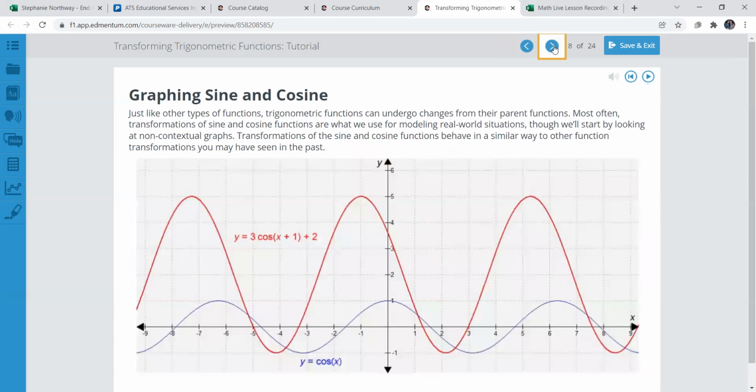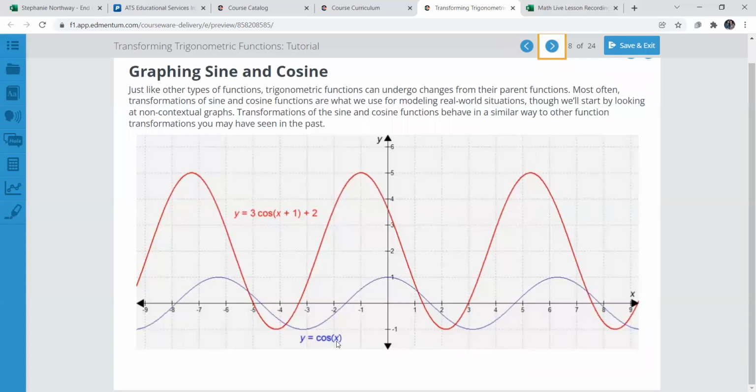All right, so graphing sine and cosine. Here's an example. Here's your typical cosine x, just your regular basic function, your basic wave. Then the next one is 3 cosine x plus 1 plus 2, and this is how the other one would look. So it's transformed. All it really is just a bigger wave. It's really nothing more than that.